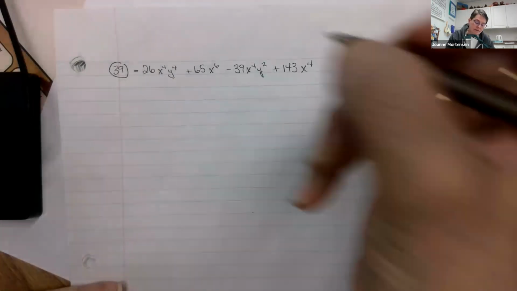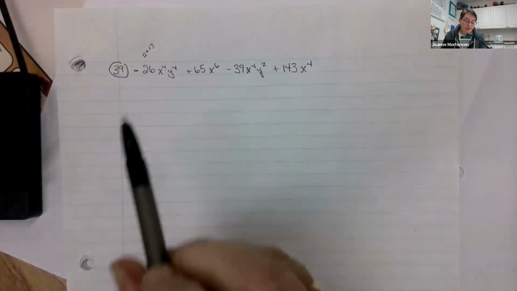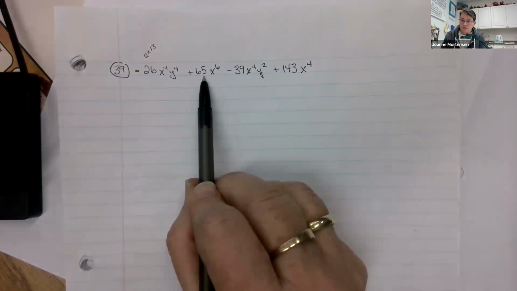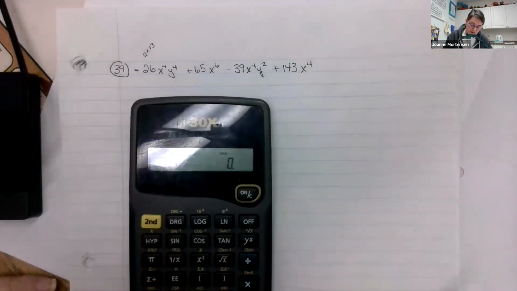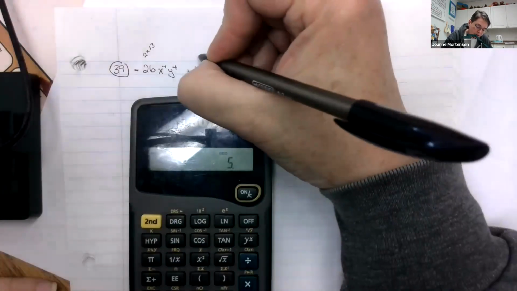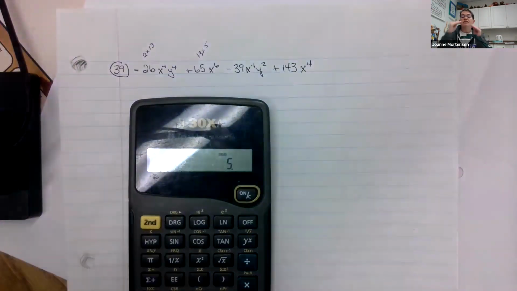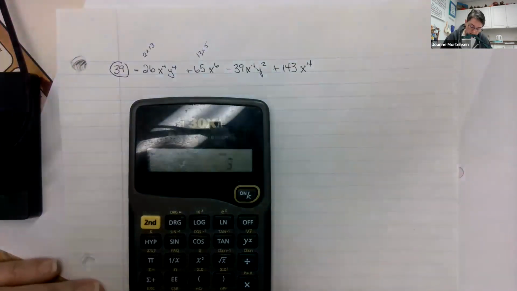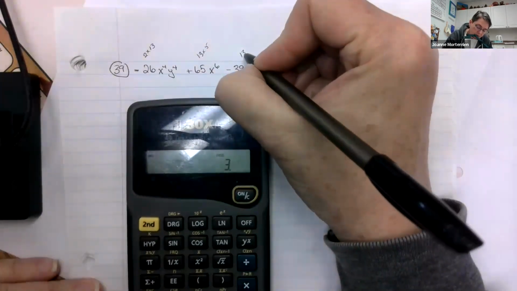I'm looking at 26. I know basically the only numbers that multiply together to give me 26 are 2 times 13. I'm looking here. 2 is not going to be my common factor. So let's try 13. 65 divided by 13. Aha! 13 times 5. This is just instead of me treeing it out. 39 divided by 13. I know that's 3. Yep.